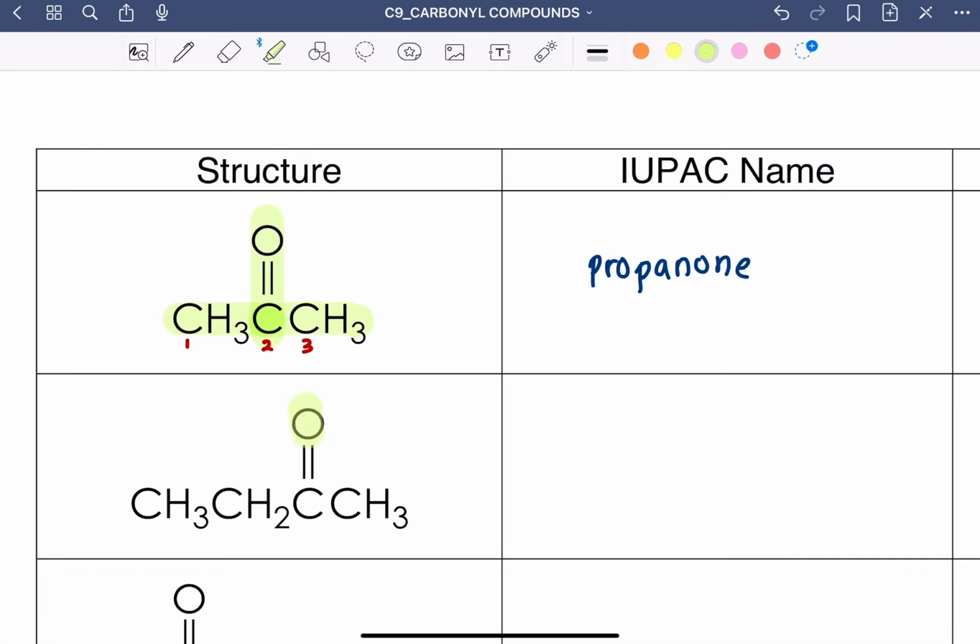Next one. 1, 2, 3. So this is ketone. But we have another carbon, 4. So we are going to number it 1, 2, 3, 4. This is butanone. Okay.